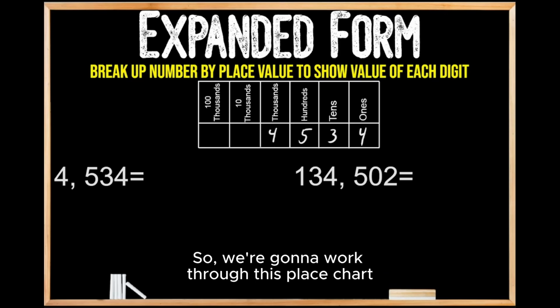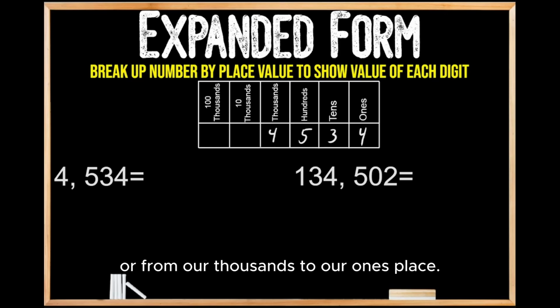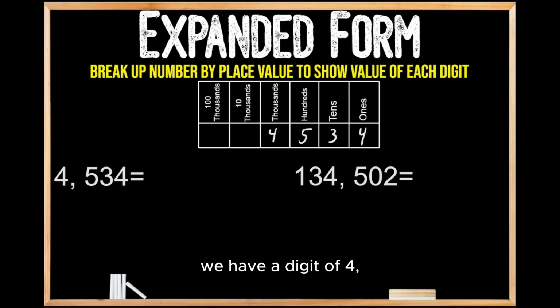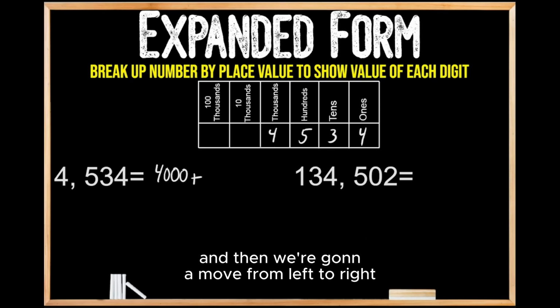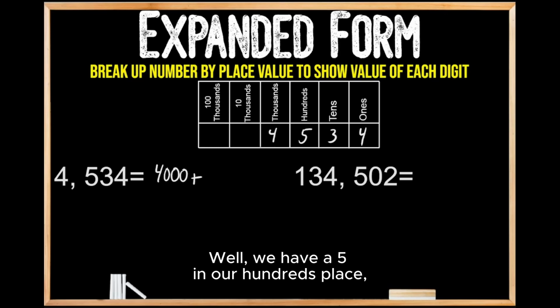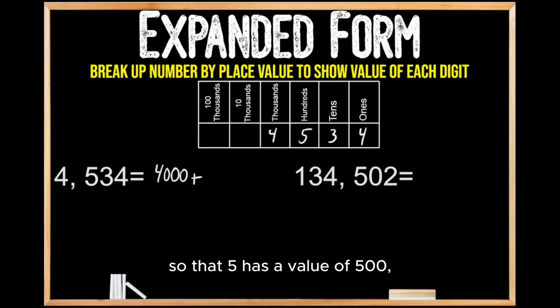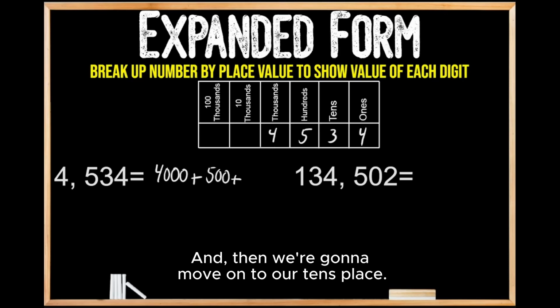So we're going to work through this place chart from left to right, or from our thousands to our ones place. Starting out with our thousands place, we have a digit of 4, so that 4 represents 4,000. So we're going to write 4,000 down below, and then we're going to move from left to right to the number that's in our hundreds place. Well, we have a 5 in our hundreds place, so that 5 has a value of 500, so we're going to write our 500. And then we're going to move on to our tens place.